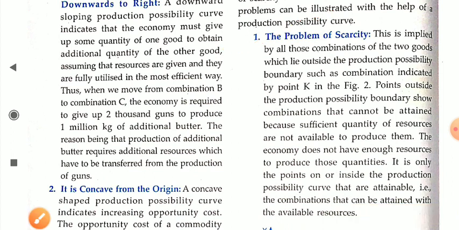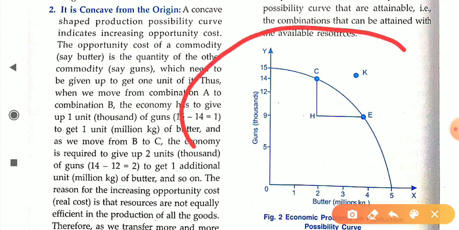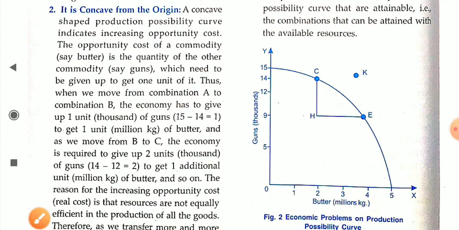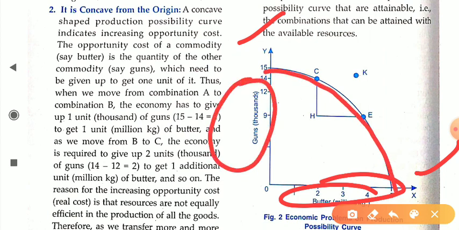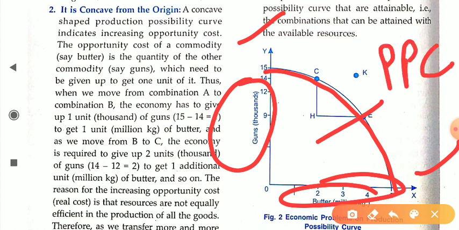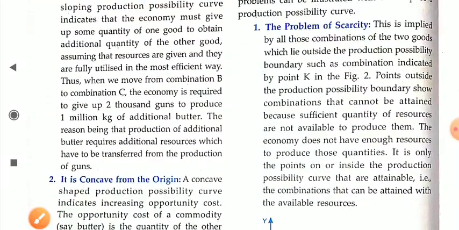Before starting this point, let us go through this diagram. We understand all our economic problems with the help of this given diagram. In this diagram we have the x-axis and the y-axis. On the x-axis we have butter, on the y-axis we have guns. We have a curve which is concave. This curve is known as PPC, production possibility curve. And we have different points C, E, K, H. What are these points? We will discuss in the upcoming part of the video. Now let's start with our first point, which is the problem of scarcity.